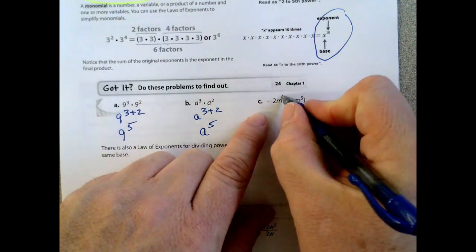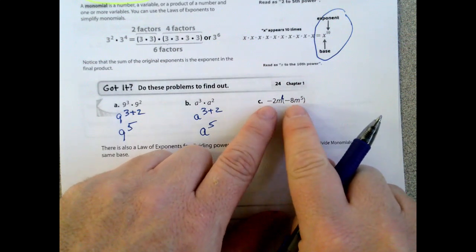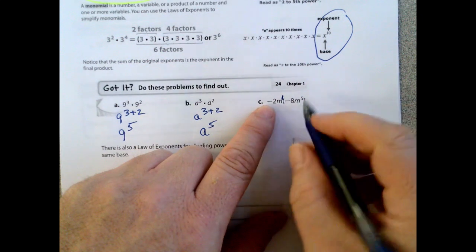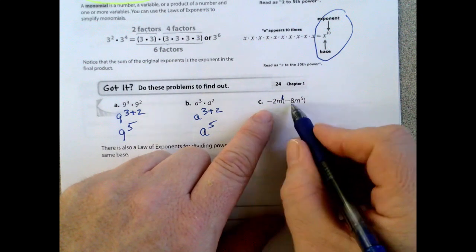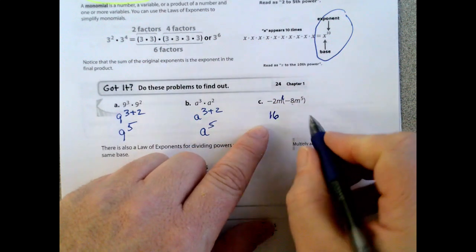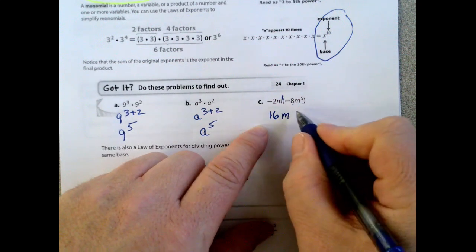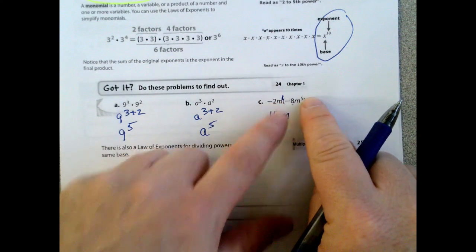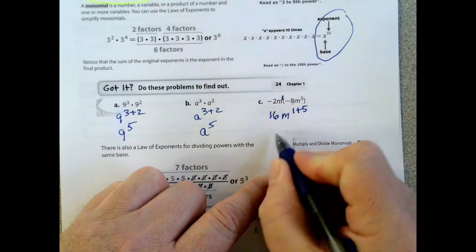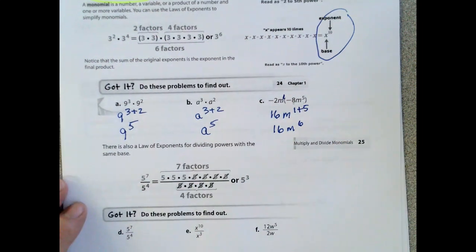A little more complicated here. This has a power of 1. So I'm going to be able to multiply the coefficients together because it's just strictly multiplication. What do I get for the coefficient? Negative 2 times negative 8. Positive 16. What do I do with the m? What is the rule? If the bases are the same, what do I do with the exponents? That's right, I add them together. 16m to the 6th.